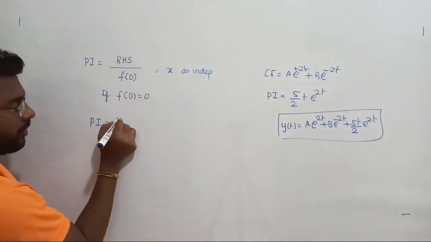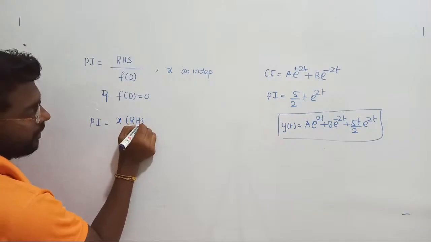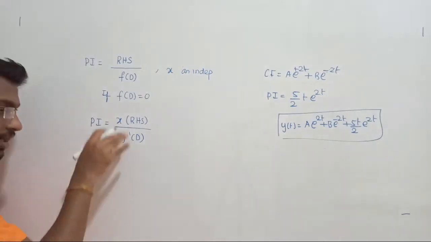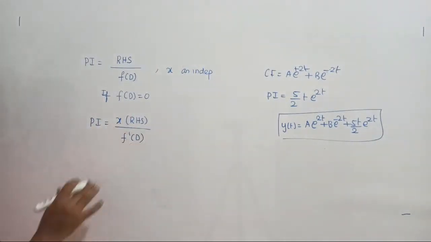Go to the RHS, multiplied by x once, right? Go to the denominator, differentiate your denominator function once again and then continue your procedure, then you will get the finite value.